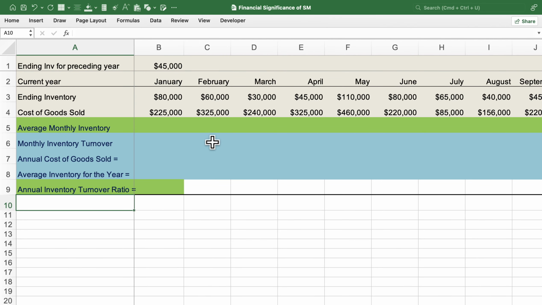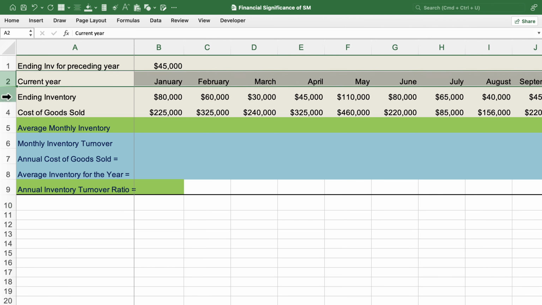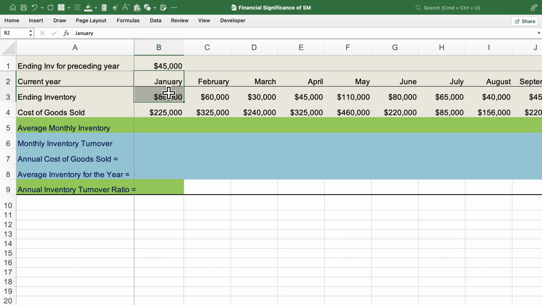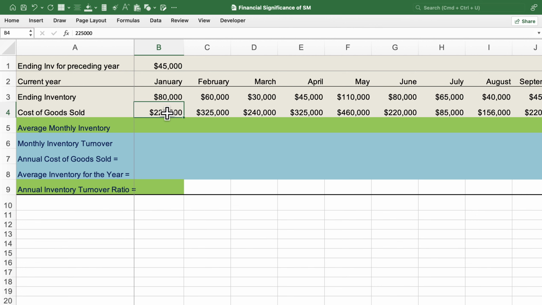This is the data to calculate the inventory turnover ratio. As you can see here, this row is the names of months, and this is ending inventory for each month. So 80,000 is the inventory for January, 60,000 is the inventory for February, and then this is cost of goods sold. So 225,000 is the cost of goods sold for January. This is for February. Now, in order to calculate the inventory turnover ratio, we will first calculate average monthly inventory. So average monthly inventory is the average of the ending inventory of January and February.